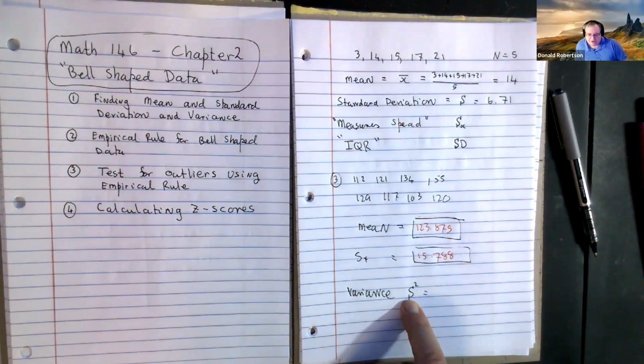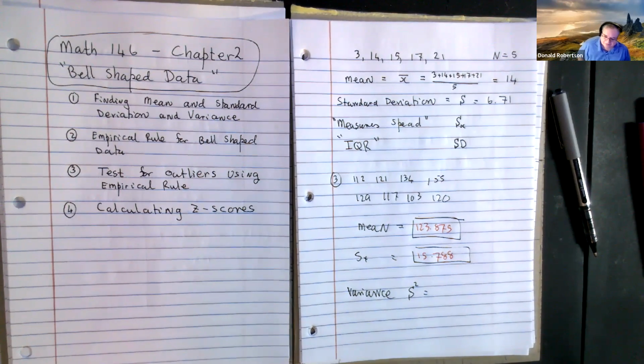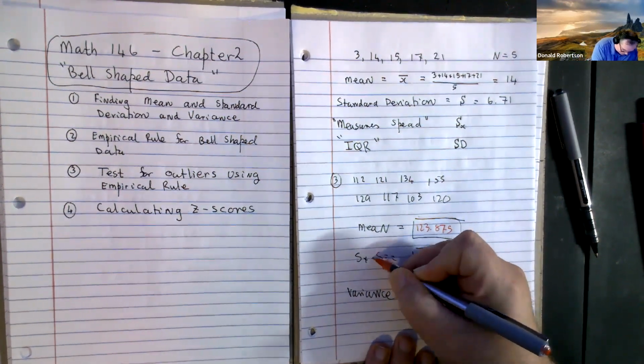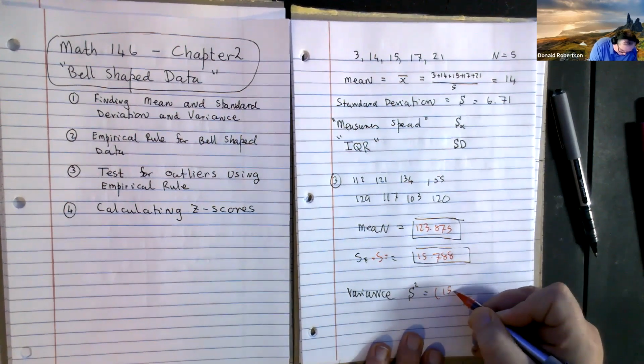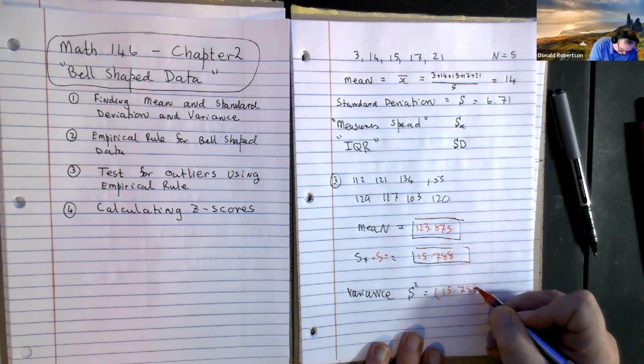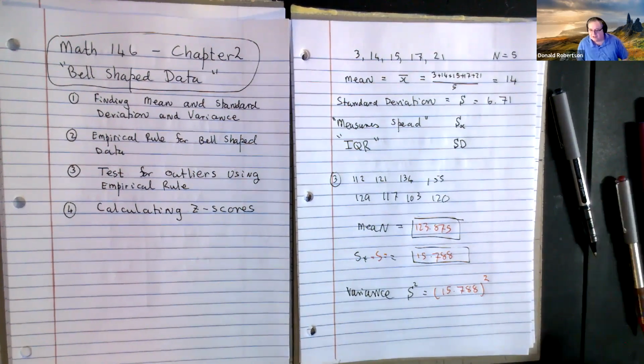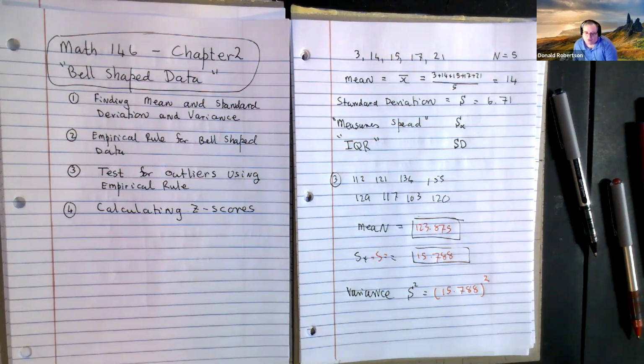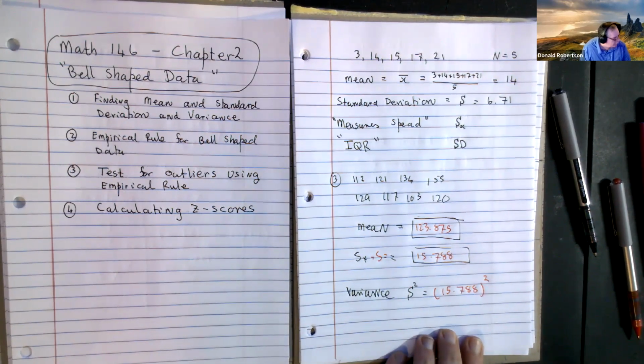So let me show you how you get him. Variance is called S squared, which is kind of helpful because it means you take the standard deviation and you square it. So the variance is just the square of the standard deviation. I can simply go to my calculator, take in that number and square it. And so I have 15.788 squared.